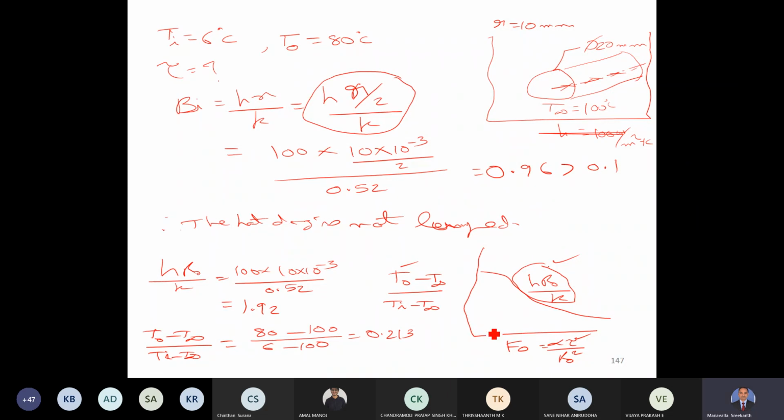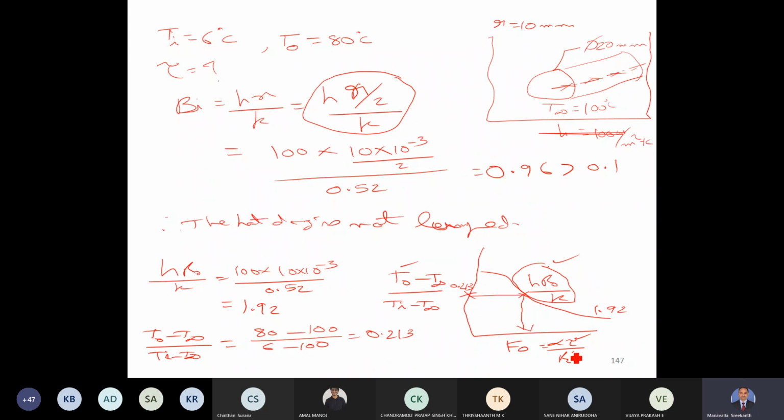Okay, so what we need to do is we know this hR naught by K is 1.92. So let us say this curve is having a value of 1.92. And on the y-axis, we know this value as 0.213. So what we have to do is from here, project a line onto this parameter, and from there, read the Fourier number value.